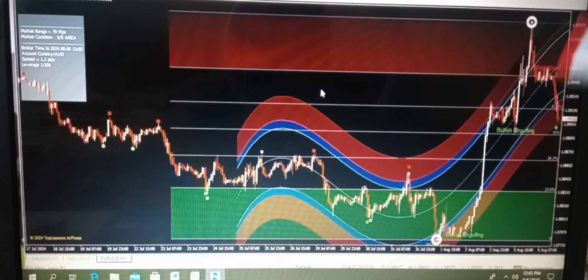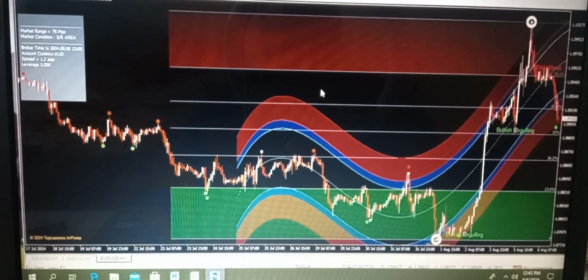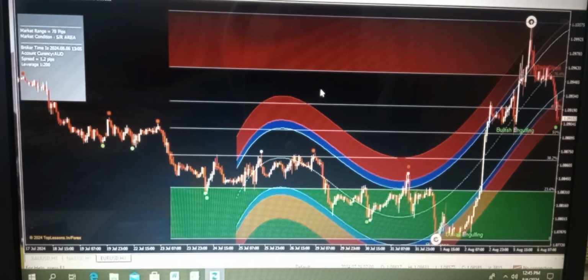So the 50% for Fibonacci, we use it as a take profit because 50% is where we expect the market to do what? To change direction.